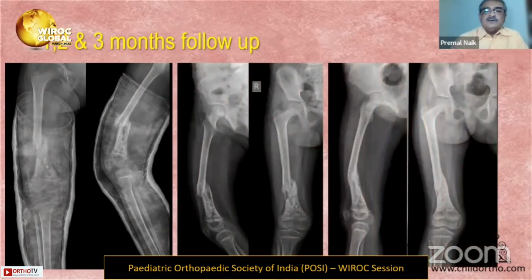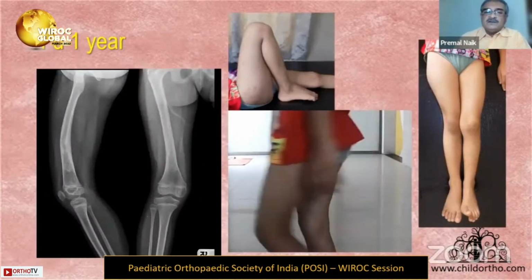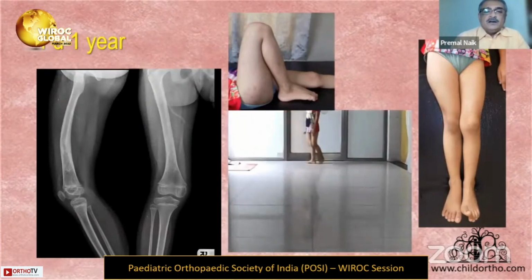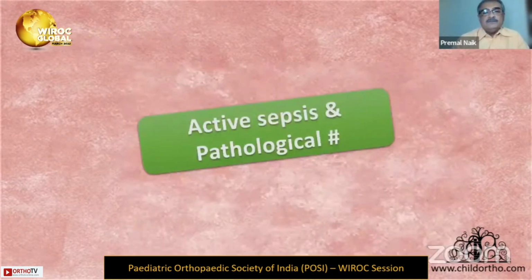This is a serial first 1, 2, and 3 months follow-up. And this is a 1-year follow-up of this child with no limb discrepancy. But she had some mild deformity and I advised them to remain under follow-up. And 2 years down the line, she came with a fracture. This time there was no pathological fracture. And at this point of time, I thought that it may be good to stabilize with an intramedullary rod. But unfortunately, the parents did not want any surgery and she was immobilized in plaster again.